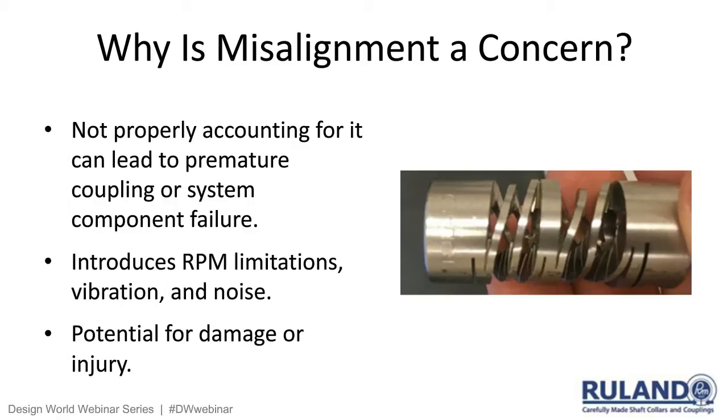Why misalignment is a concern, and my goodness, something very bad happened to that beam coupling in the picture. So misalignment is a concern. Not properly accounting for it can lead to premature coupling or system component failure, introduces RPM limitations, vibration, and noise, potential for damage or injury. Most systems are going to have some type of misalignment, and we'll talk about that in the next slide.